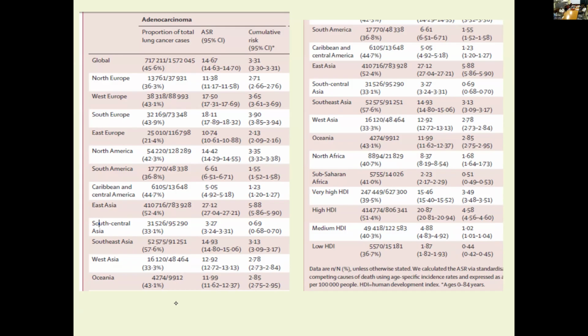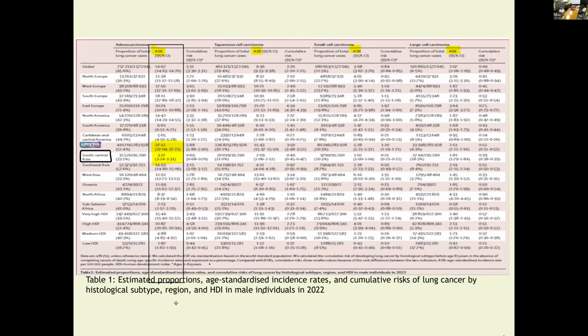So this was a big table, so I had put it separately. The assumption was that adenocarcinoma was high. We look at adenocarcinoma region wise. So maximum is in East Asia, 27.12. And South Central Asia, where we are, 3.27. Compared to Northern Europe, which is 11, and North America, 14. So maximum was in East Asia, and this is actually for male.